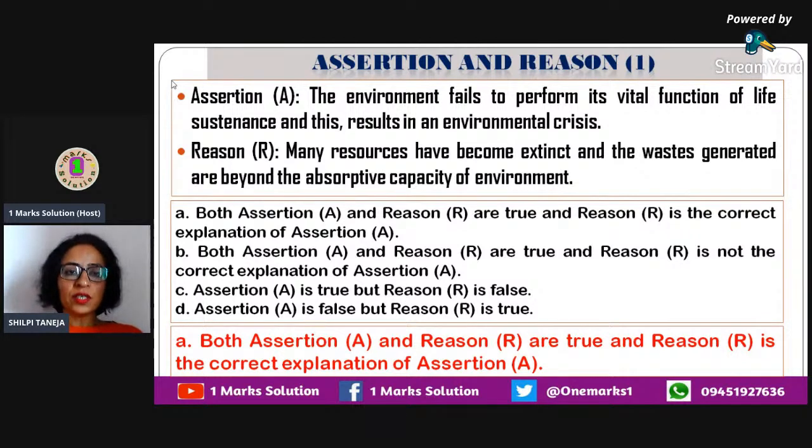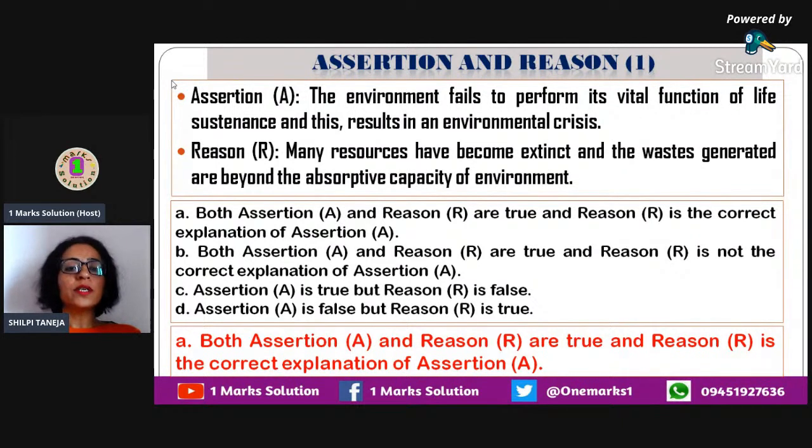So the assertion is true because the environment is failing to perform its vital function. What is the vital function of the environment? To sustain life. Because of the environmental crisis, now the environment is failing to perform that function, and the reason is telling that many resources have become extinct. Why is extinction going on? Because of the excessive use of the resources, and waste generated is beyond the absorptive capacity of the environment.